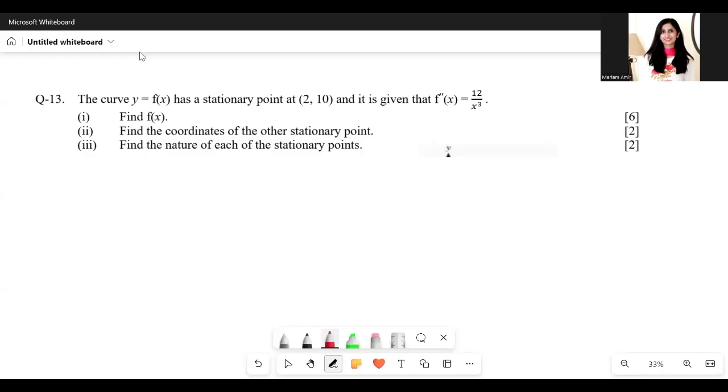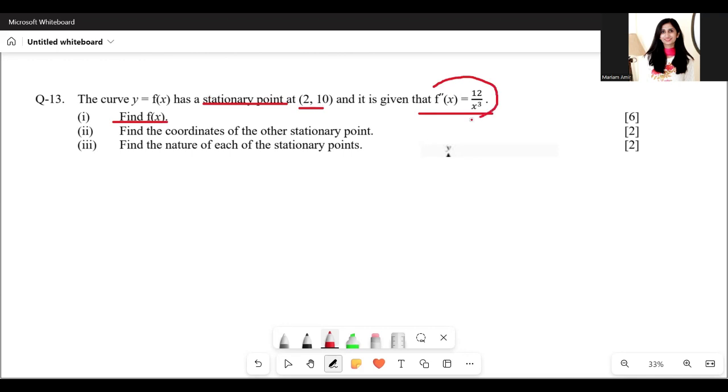The curve y equals f(x) has a stationary point at (2, 10), and it is given that f double prime x, that is the double derivative of f(x), is equal to 12 upon x cubed. Find f(x). If we have to find f(x) from f double prime x, the double derivative, we will have to integrate twice to find f(x).